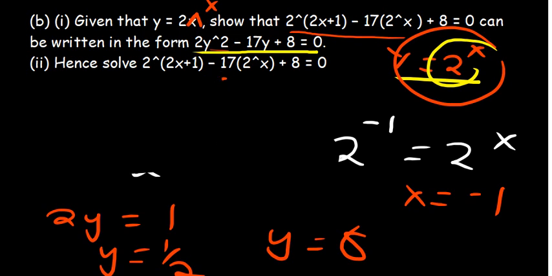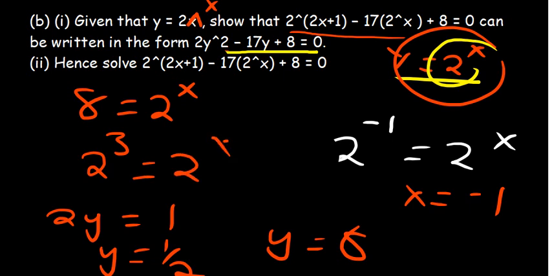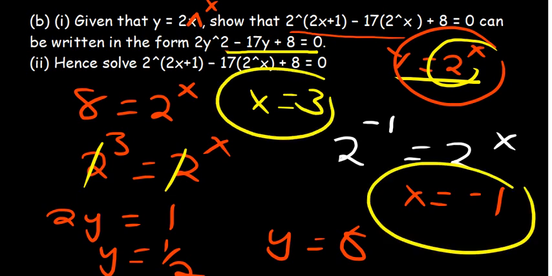Then for the second part, where y is equal to 8, we equate it to 2 to the power x again. So 8 is the same as 2 to the power 3. The bases are the same, so therefore x can also be equal to 3. So we've solved this question.